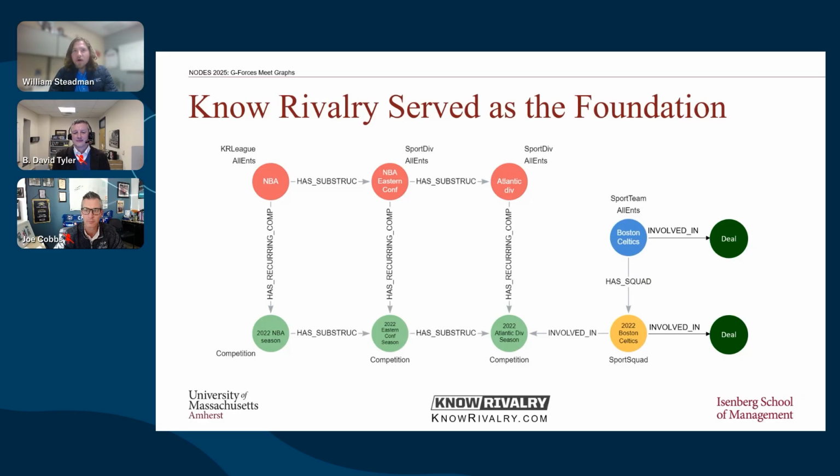We built this model on the foundation of the No Rivalry Project database that David and Joe founded. And if you're interested in learning more about that, feel free to check out the nodes presentation they did back in 2022. But all you need to know for now is that it has a node pre-built for every team, season, and sports squad, which is just the annual instance of a team that competes in that year's competition.